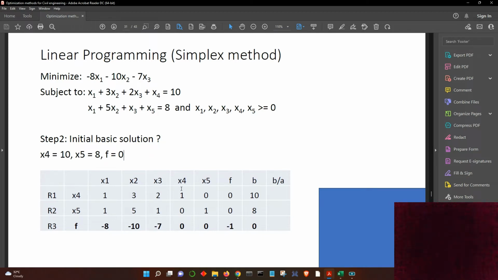And this is the table. So how do we make this table? Let's see how we make this table. So this is our first equation, right?